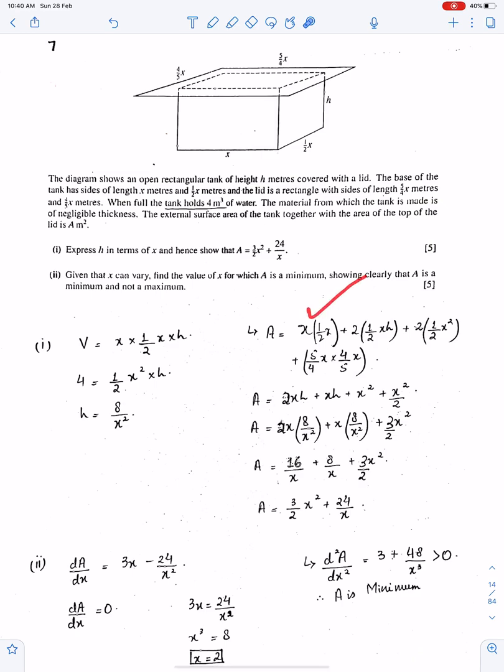This was the correction. Now, this is the area of the lid, because this A means the area of this open cuboid and the area of the lid. So the area of the lid, the total final answer will be this. When you simplify this, you will get this thing.